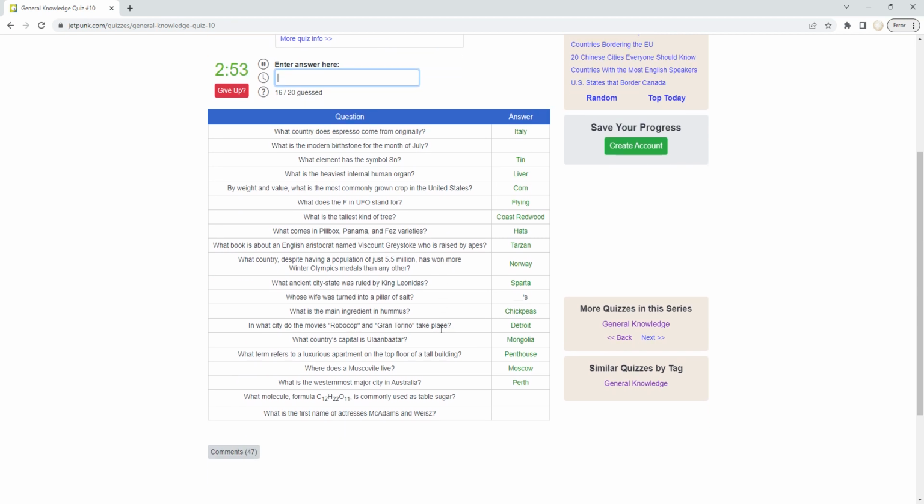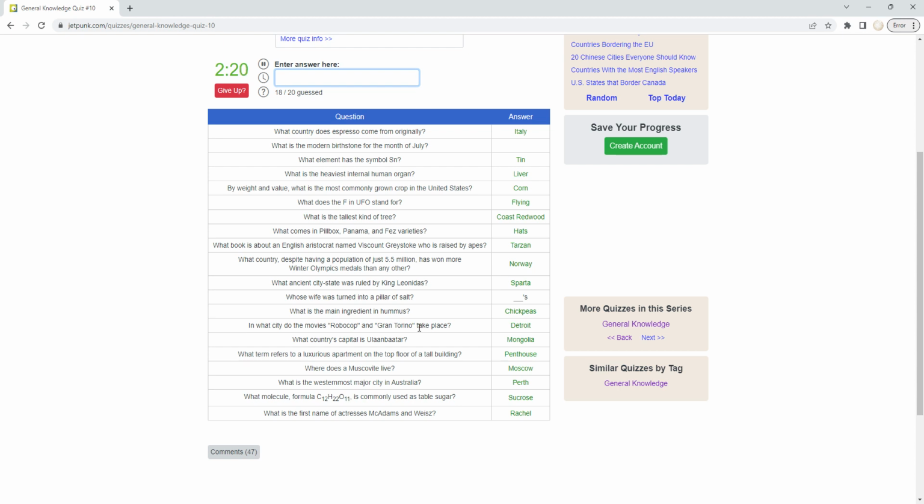What molecule formula C12H22O11 is commonly used as table sugar? Sucrose? Glucose? What is it? Some sugar, isn't it? Probably sucrose and not glucose. What is the first name of actresses McAdams and Weisz? Rachel McAdams. Is she in Game Night or something?